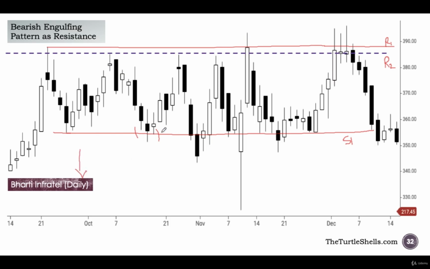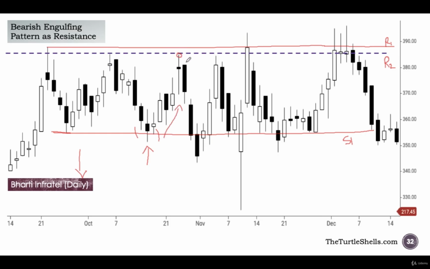For 3 days, the bears tried to cross and break below that support line. They were successful in crossing on this candle, but they were not successful in closing the price below that support line. Okay. So S1 held here. Now we go back from here. We go up from here and look at this candle.